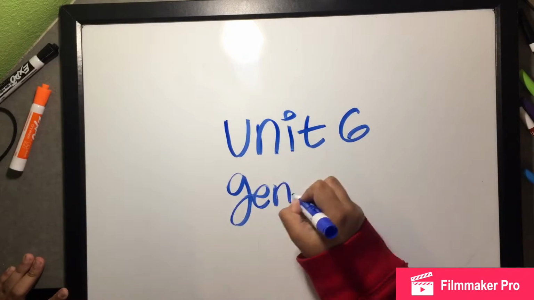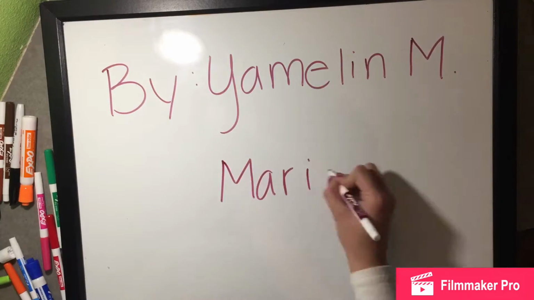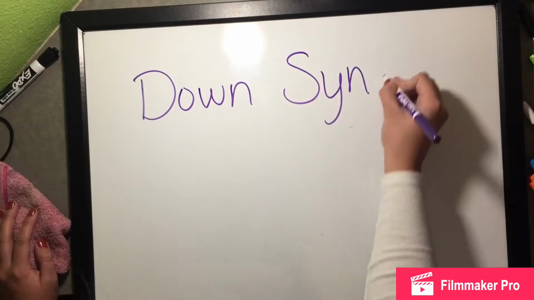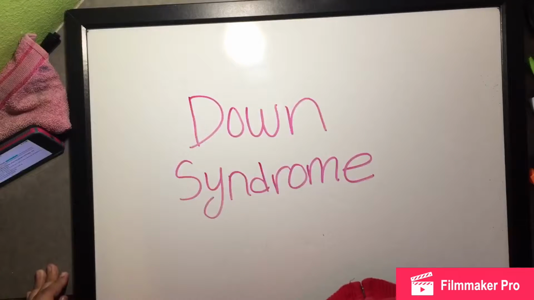Today we're going to be doing our Unit 6 project on genetics by Maria Milan and Yamila Mendez. We are going to be focusing on Down syndrome and Ewing sarcoma. Down syndrome is a genetic disease when chromosome 21 has an extra chromosome.